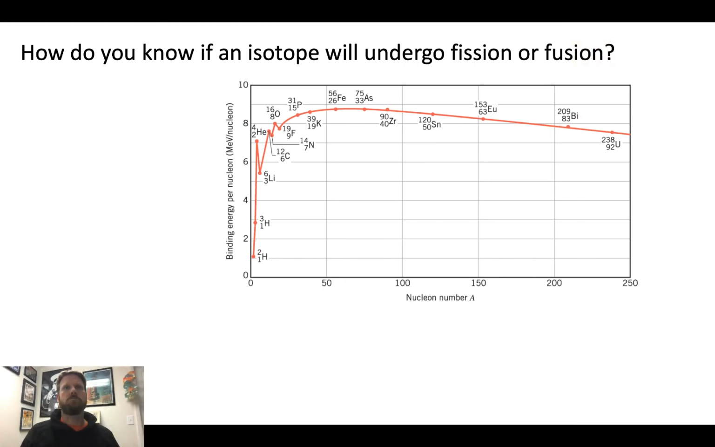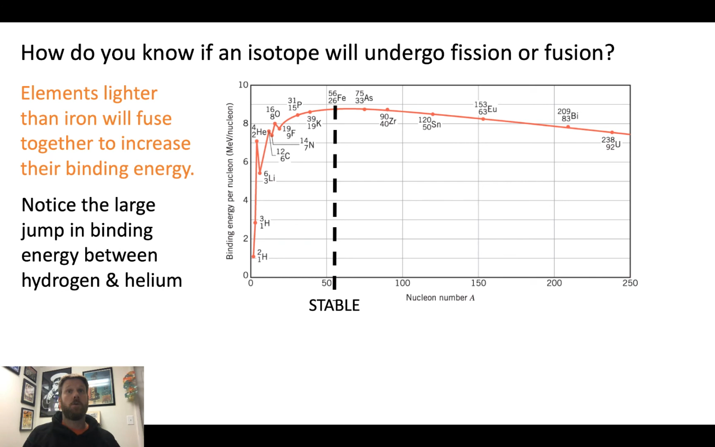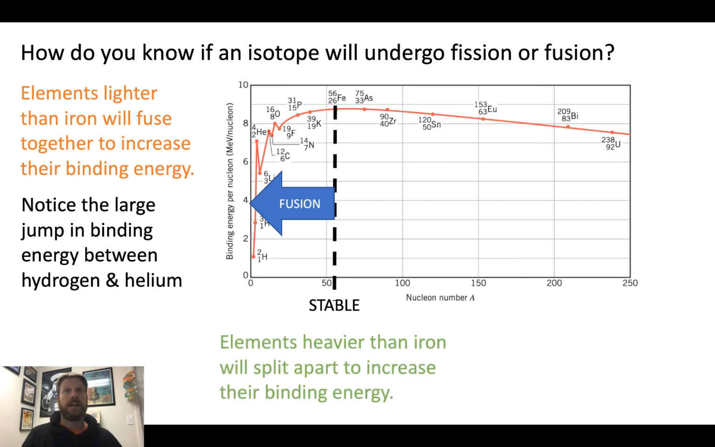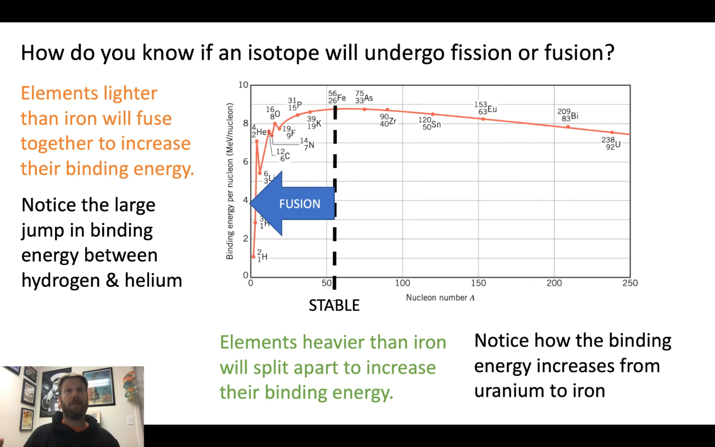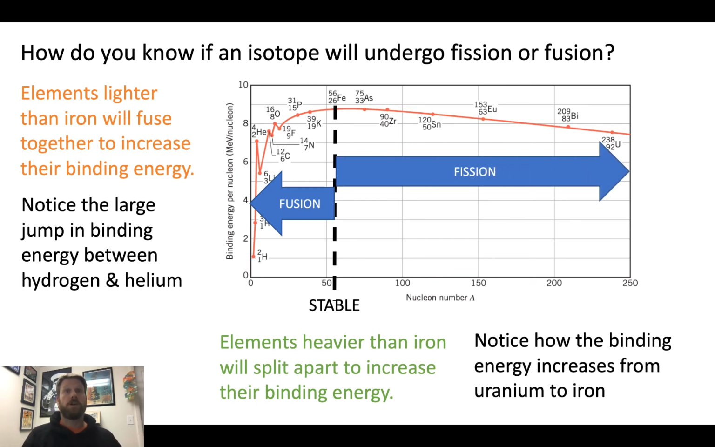I really hope that helps you make sense of this graph. Basically, all isotopes want to achieve a nucleus like iron-56 because iron-56 is stable. Lighter elements like hydrogen, helium, and carbon can achieve a higher binding energy, which means a more stable nucleus, by fusing together. Look at this large increase in binding energy that occurs when hydrogen fuses into helium. Similarly, heavier elements like uranium, bismuth, and tin can achieve a more stable nucleus, higher binding energy, by splitting apart. You can see how the binding energy increases as you move from uranium to iron on the graph.